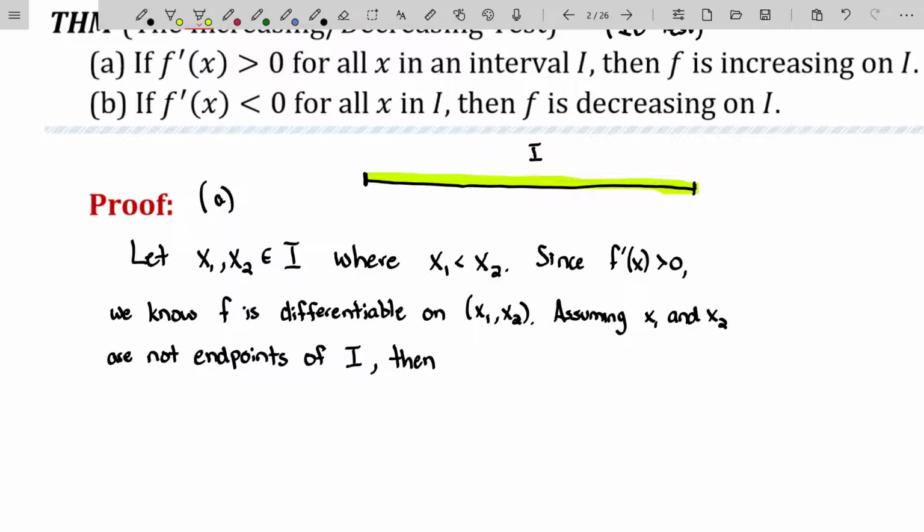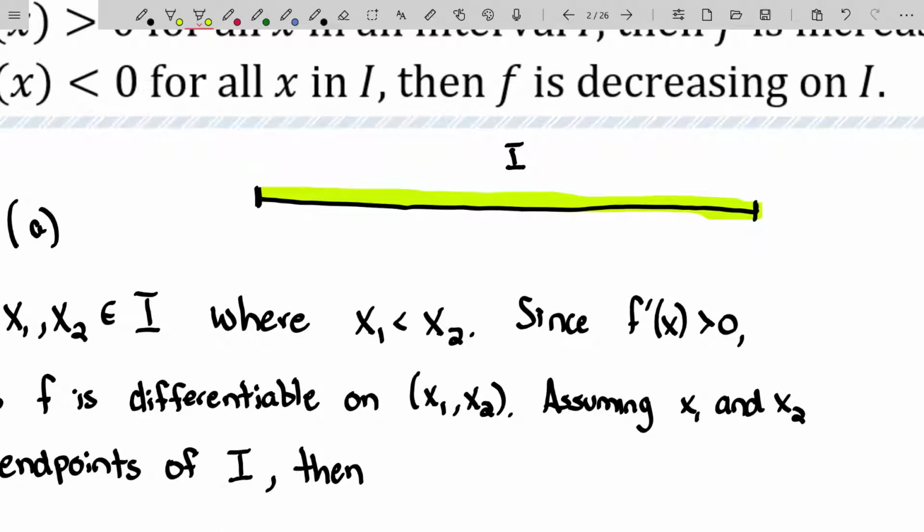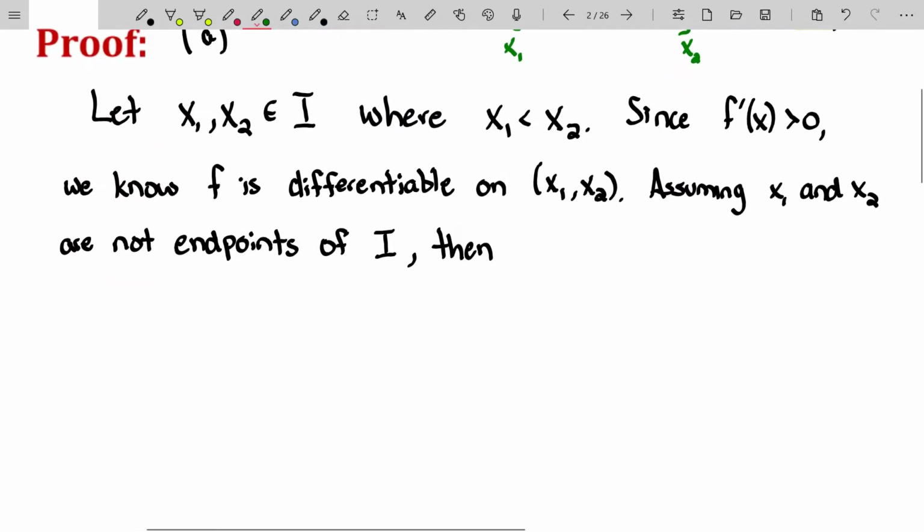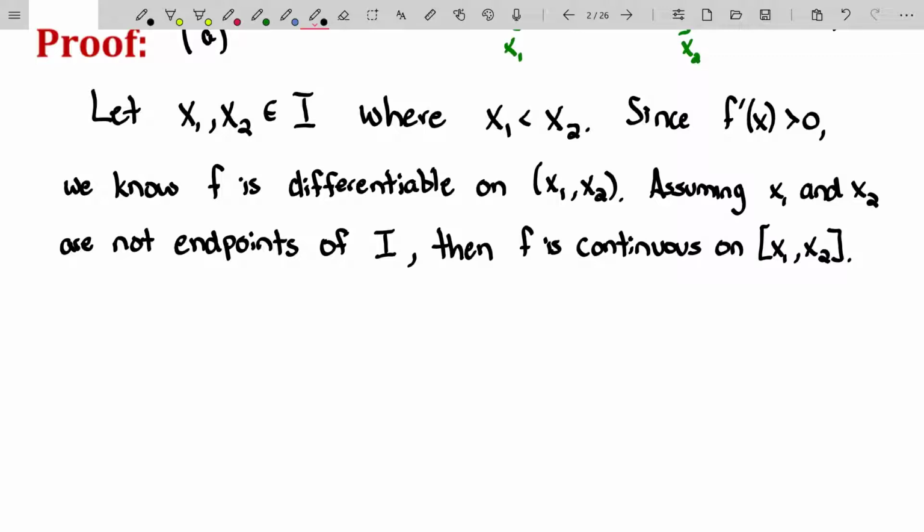And so we have continuity on the interior of that interval, and we're allowing ourselves to grab an x1 and an x2 within the interior of that interval. So therefore, not only is f differentiable between x1 and x2, but it's actually continuous on the closed interval from x1 to x2 because they're within the interval I. So that's just kind of important to note there. And I'm going to write that here. So there you go.